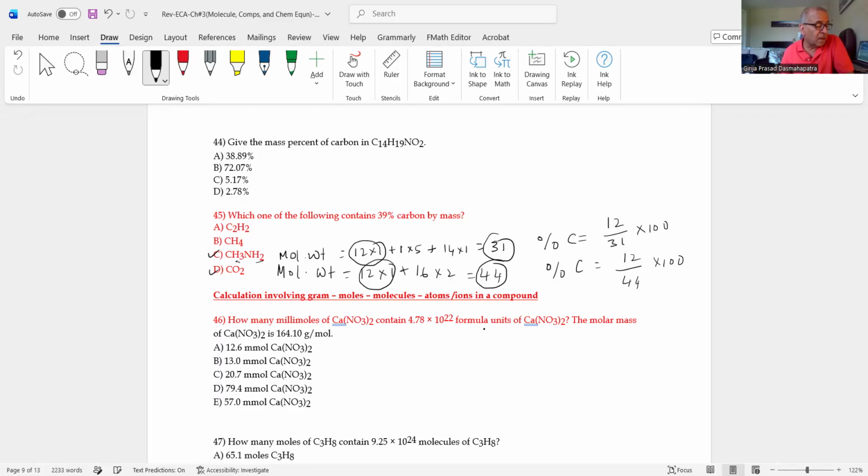So if you look at it, it is approximately 38.7%. So it is close to 39. So this is the correct answer. In this case, it is 39. But in case of carbon dioxide, it is different. 12 over 44 is 27.2%.